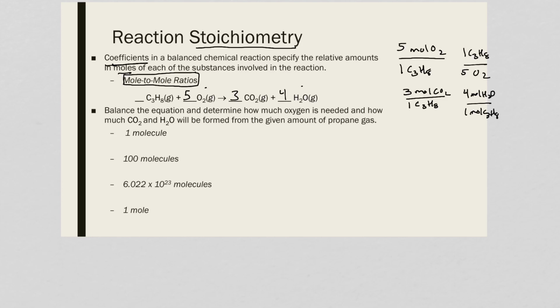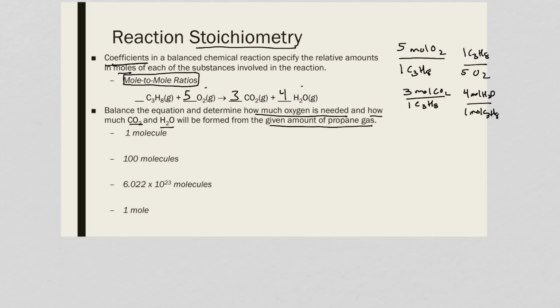So let's continue on with this one. So it says balance the equation. Well, we did that, and we want to determine how much oxygen is needed and how much CO2 and water will be formed from this given amount of propane. So in every case, we're starting with our C3H8. Now, I'm not going to do all three of these for each of these examples. I'm just going to do a few to kind of get you used to the idea.